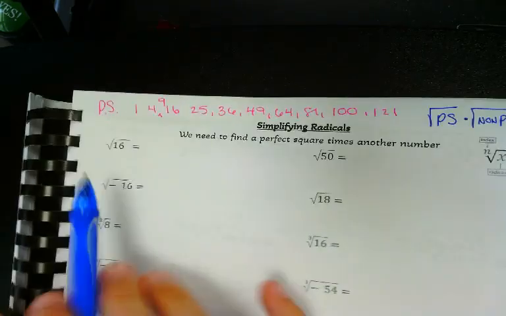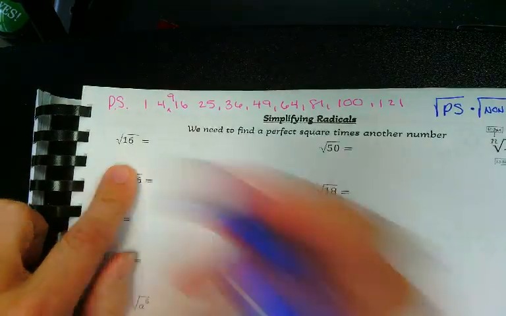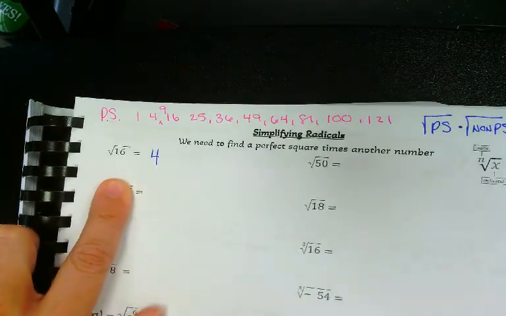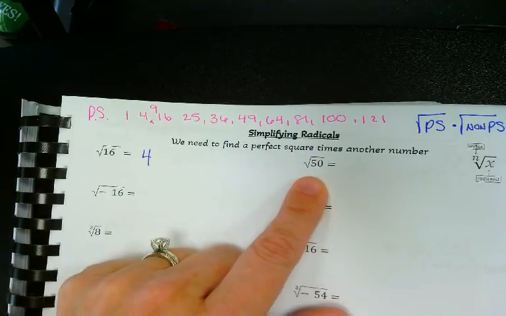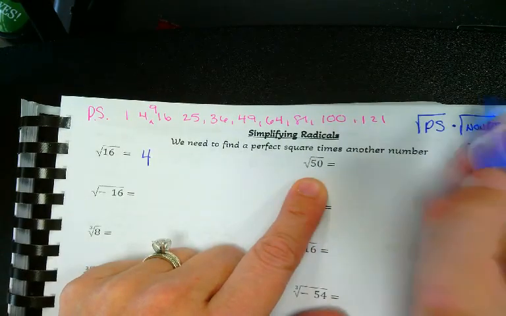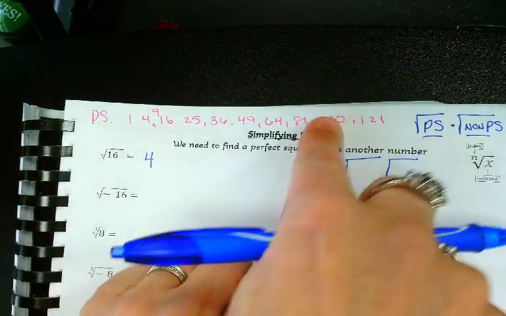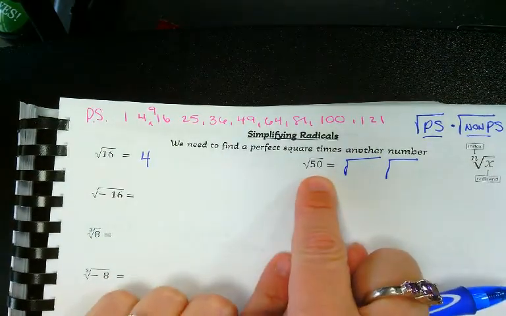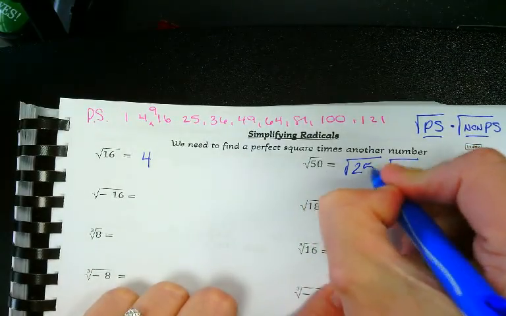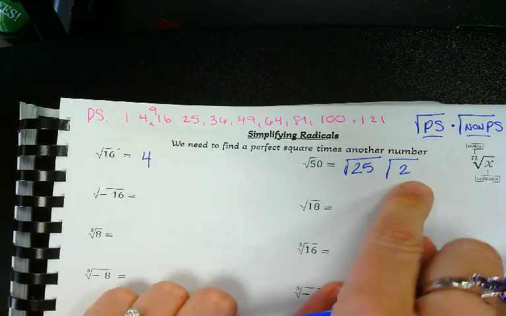So for example, should you know the square root of 16, or do you have to break that down? You should know it. That is just the number 4. However, the square root of 50 is not something you should know. You have to break that down. So your goal is to say, I need a perfect square and a non-perfect square. So I need somebody from my list times somebody else. So who makes 50? Good, 25 and 2. And again, I needed a perfect square, and then somebody that's not a perfect square.